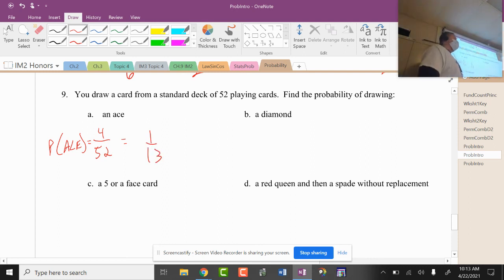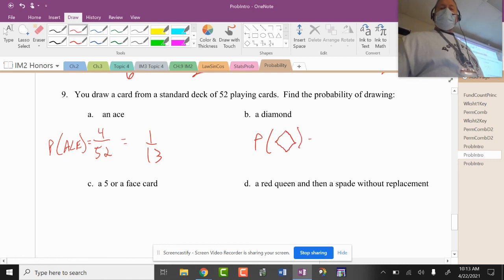And then here we go again. What's the probability of a diamond? Well, there's 13 out of 52. So again, what's a diamond look like? Ooh, I'm going to try to draw my diamond. Yeah, a little shaky. Probability of diamond, 13 out of 52, which is 1/4, which is 0.25.